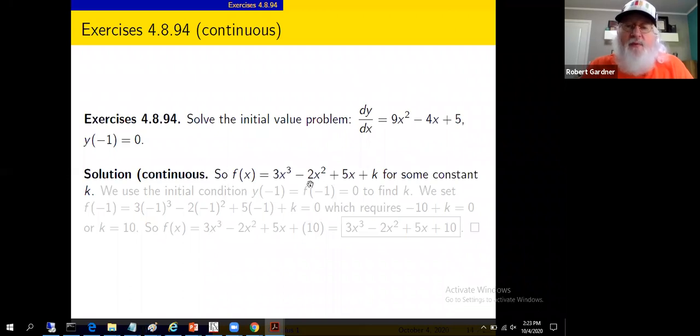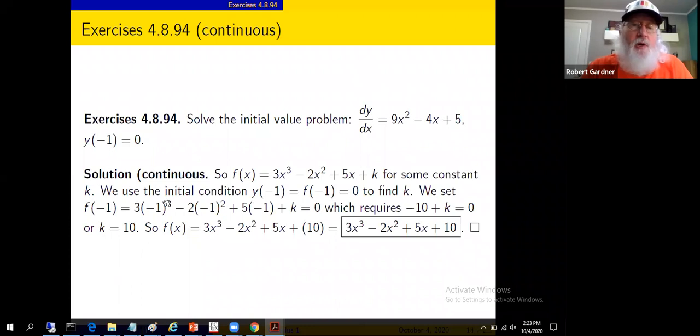All right, so we left off with this information on the last slide. We use the initial condition, f of negative 1 equals 0, to find k. What happens when you plug negative 1 into the function? You get 3 times negative 1 cubed minus 2 times negative 1 squared plus 5 times negative 1 plus k, and you should get 0 out.